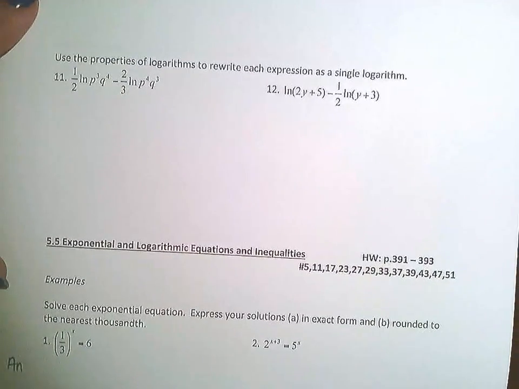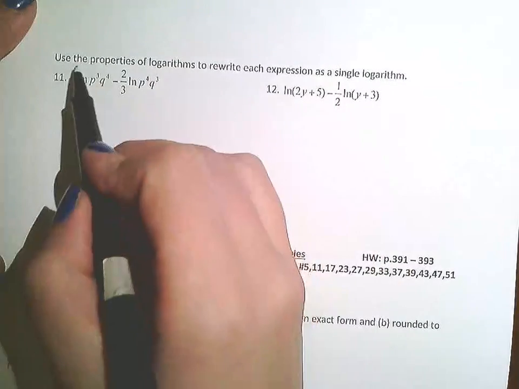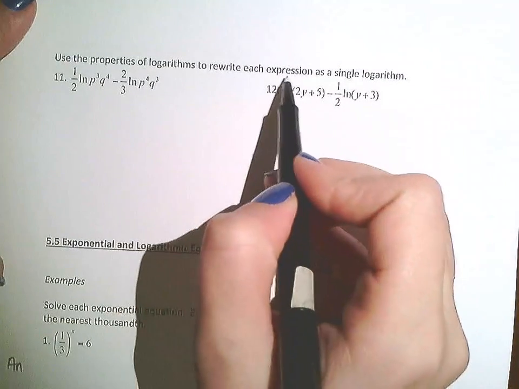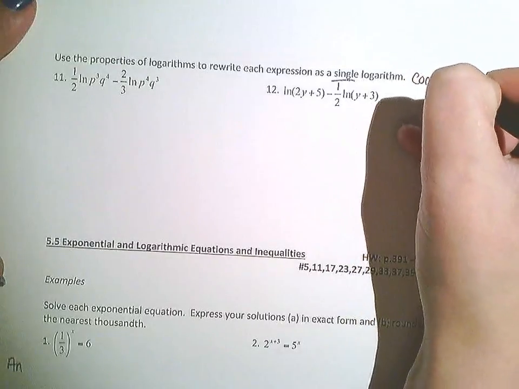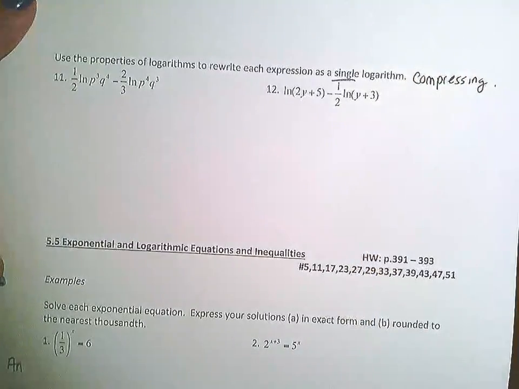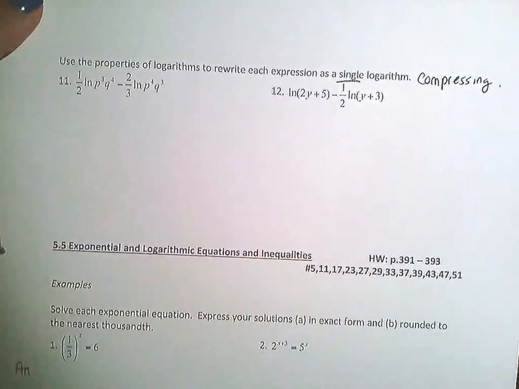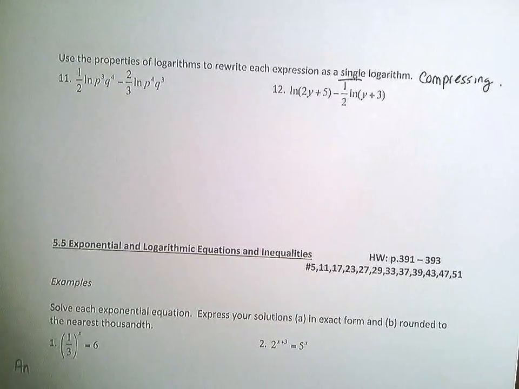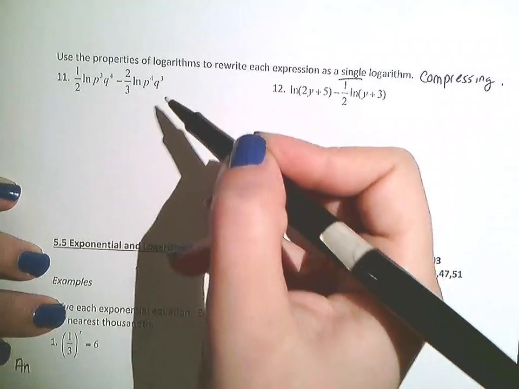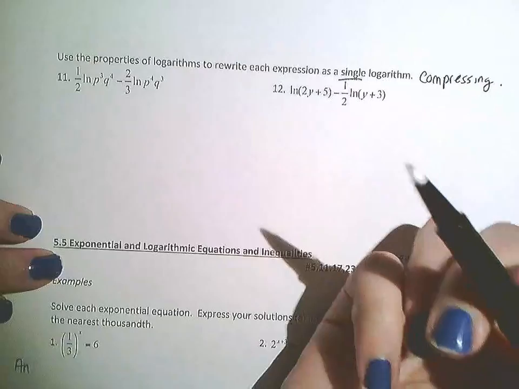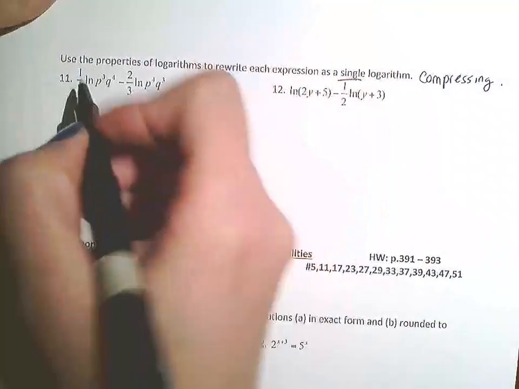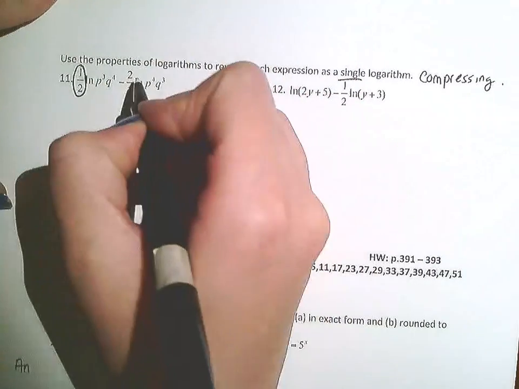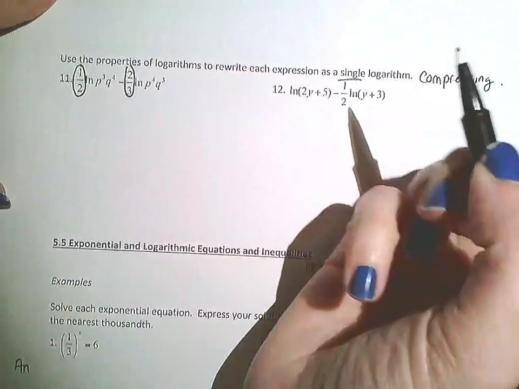Now this part is going the other way. So we want to use the properties of logs to rewrite each expression as a single logarithm. So basically what we're doing here is we are compressing them. We're turning a long logarithm into a small one, into a single one. So you see how I worked before with division, then multiplication, and then the power property? So I'm going to kind of work a little bit backwards now. So the first thing I want to do is get rid of that 1/2 and that 2/3.